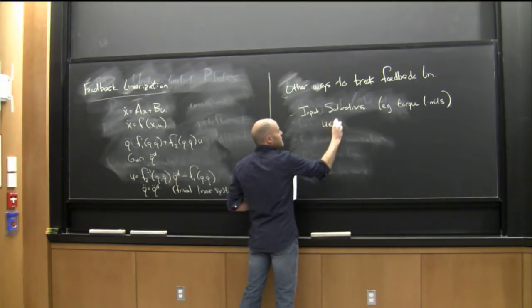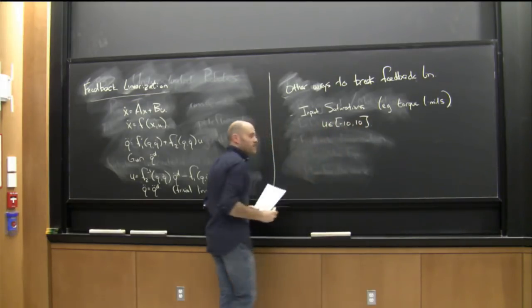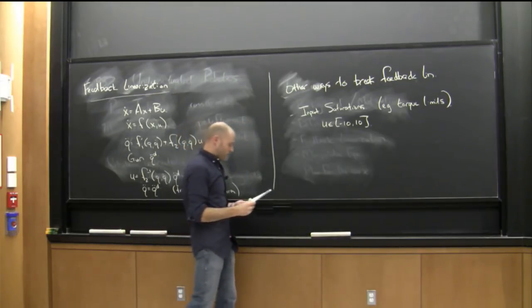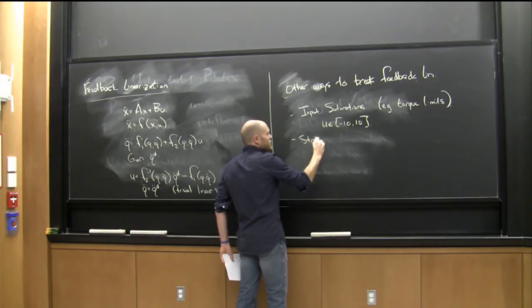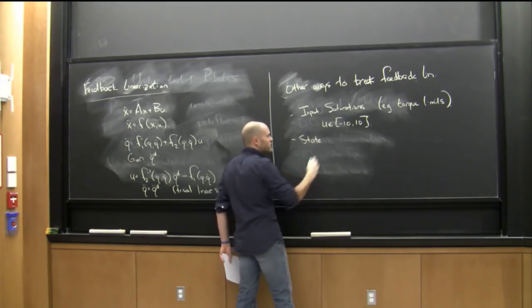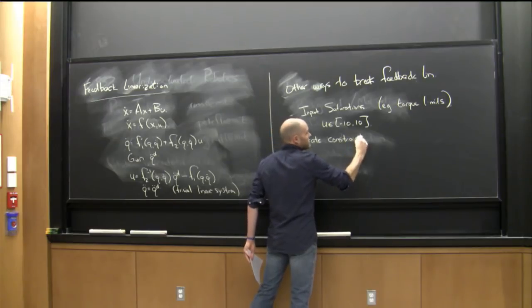I might write, for instance, that it is bounded by some domain, okay? If you have state constraints, like you're not allowed to punch through the wall or through the ground, that's another way that they'll come in and complicate these controllers. Doesn't always invalidate them.